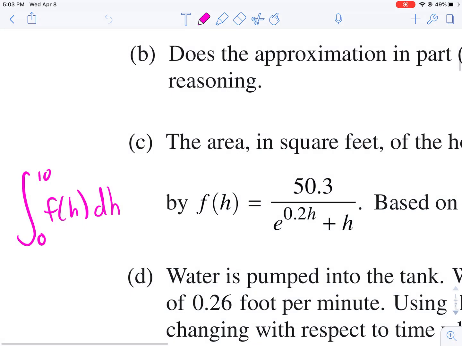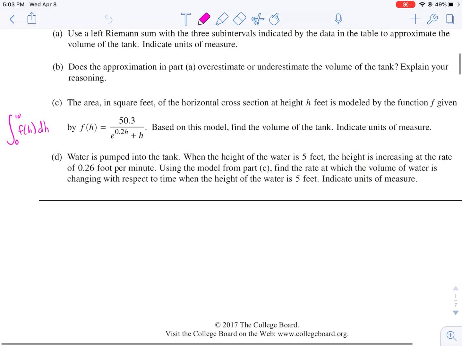Okay, and then in part D, it says water is pumped into the tank when the height of the water is 5 feet. The height is increasing at the rate of 0.26 foot per minute. So we know h prime is equal to 0.26. It's increasing, so it's positive. Using the model from part C, so talking about f of h right here, find the rate at which the volume of the water is changing with respect to time when the height of the water is 5 feet.